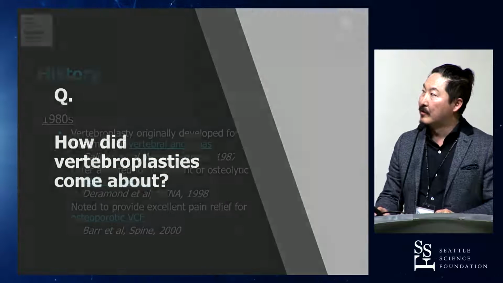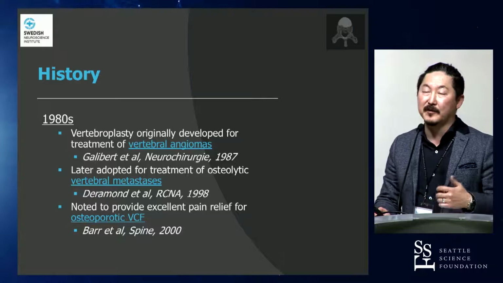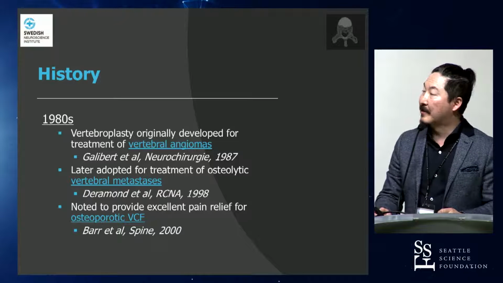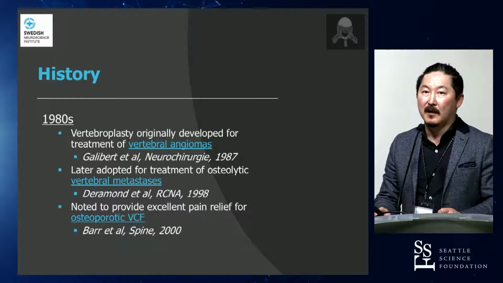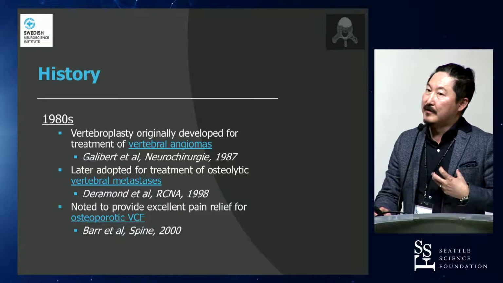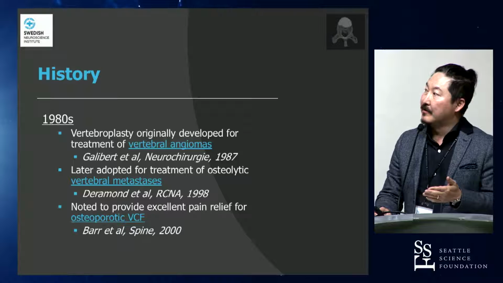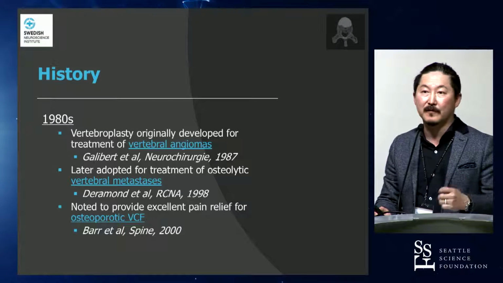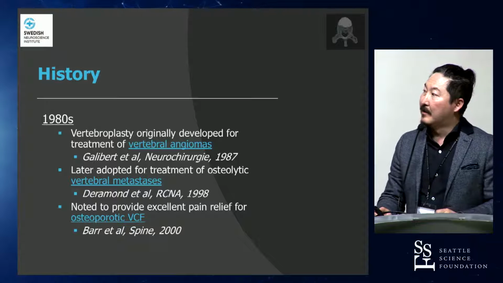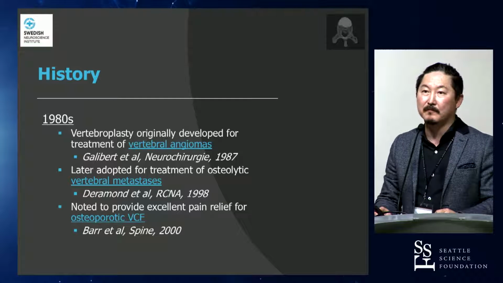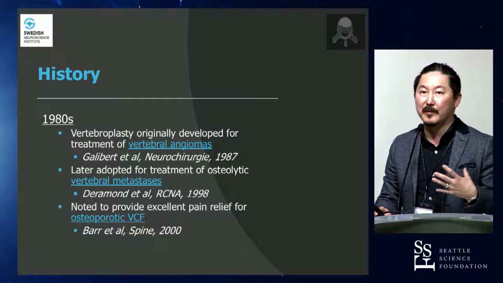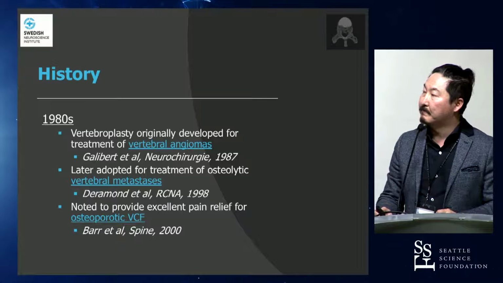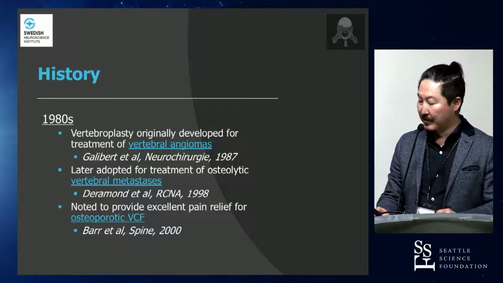The origin of vertebroplasty started with vertebral angiomas, way back in 1987. Then interventional radiologists started using it for vertebral metastases and found pretty good pain relief. It really wasn't until early 2000 that people started using it for vertebral compression fractures. This was a report in Spine in the year 2000.